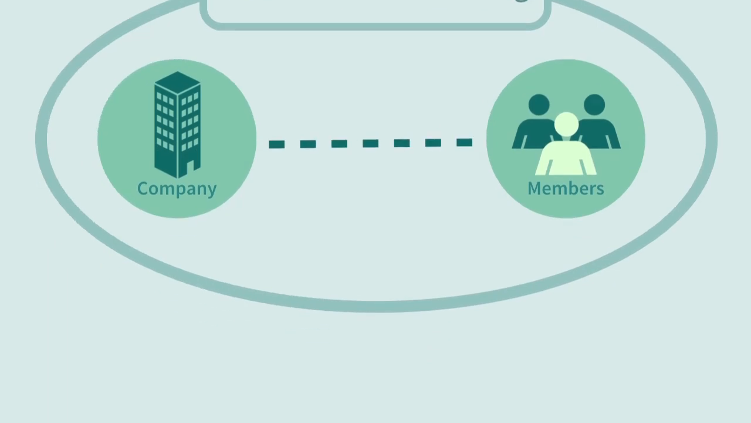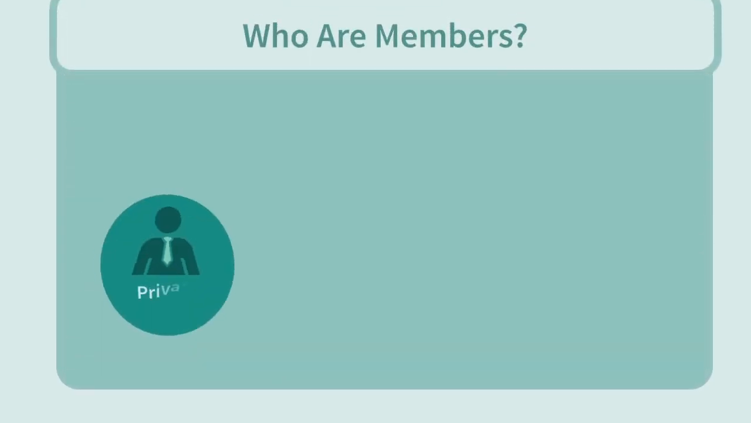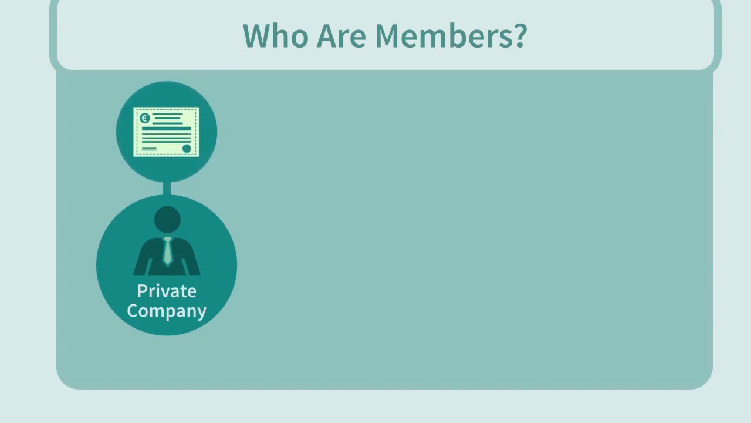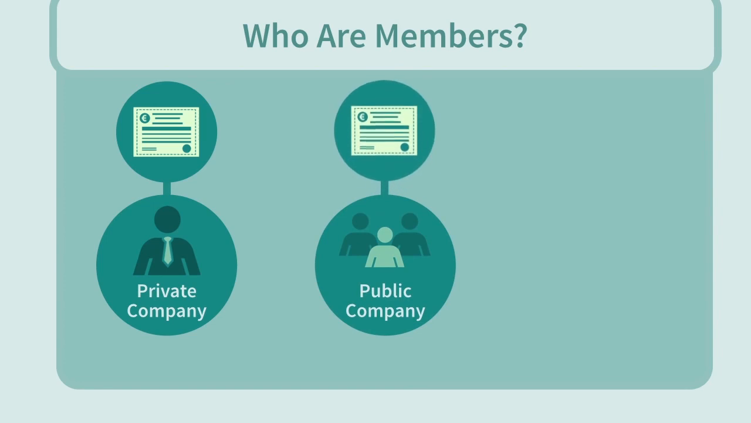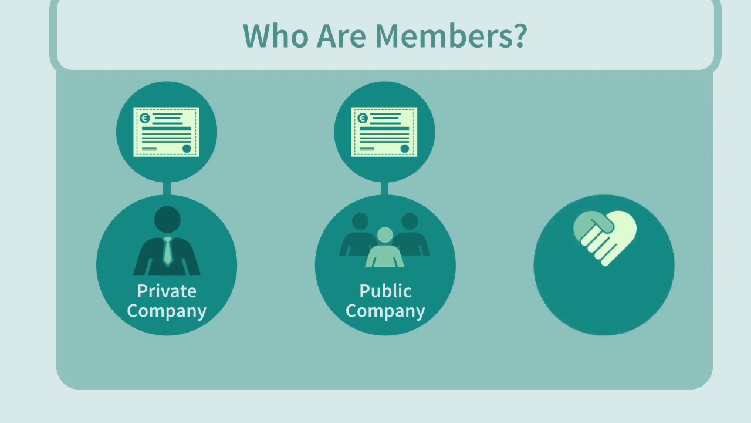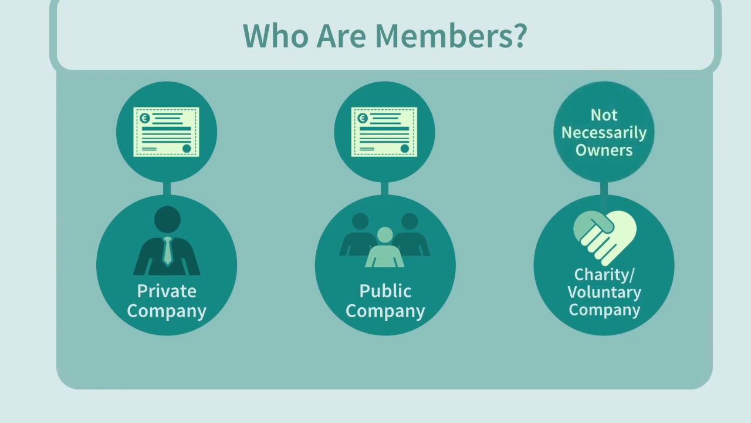Now we shall turn to the question of who the members are. The members of a private company limited by shares are its owners. The members of a public company limited by shares are also its owners. For companies limited by shares, members are also known as shareholders. However, the members of a public company limited by guarantee, such as a charity or a voluntary company, may not necessarily be its owners.